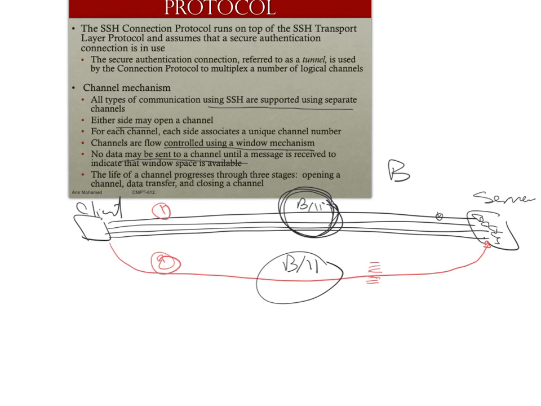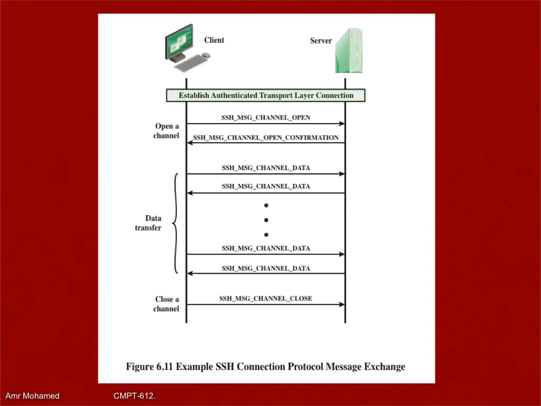And the life of a channel progresses through three stages: opening a channel, transferring data, and then closing the channel. This is how it looks. After we instantiate the transport layer connection and the transport tunnel is done, the client may send a channel open. Then the server sends confirmation that the server accepts the channel, and then transfer of data happens from the server or from the client, it doesn't matter. And then at the end, we close the channel. So: opening the channel, sending data, closing the channel.